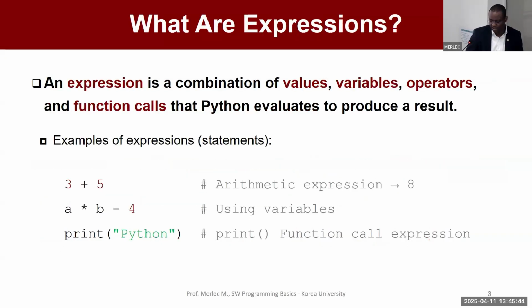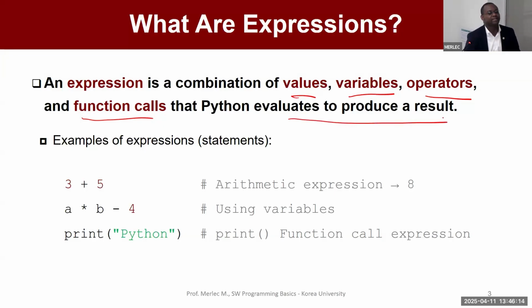So those are key concepts I wanted to explain before I begin with how to make an expression in Python. An expression is just a combination of values, variables, operators, or function calls, okay? Those are the components that are used to make an expression in Python. And then this expression should evaluate and produce the result. The result should always be assigned to the variable that is placed on the left side of the equal symbol, okay?